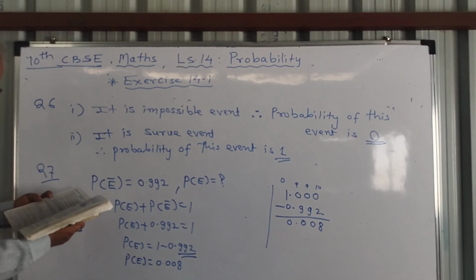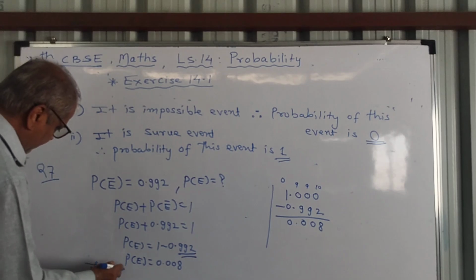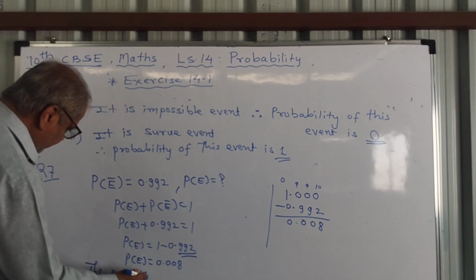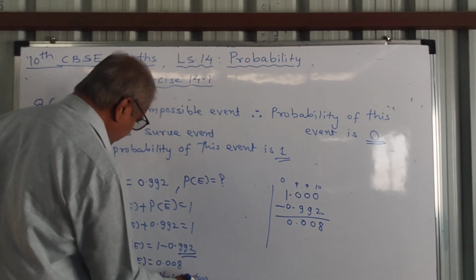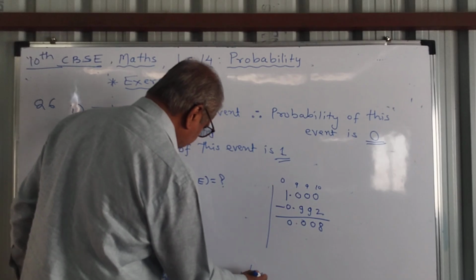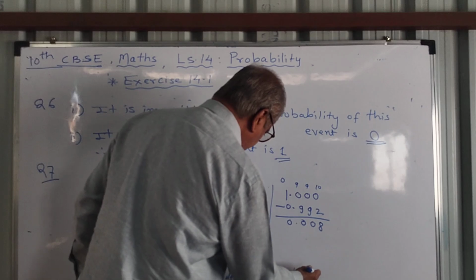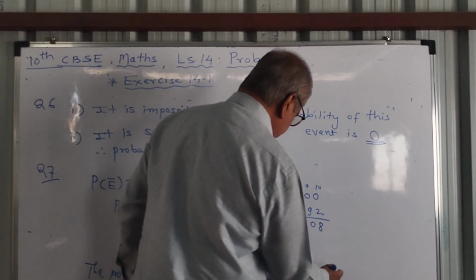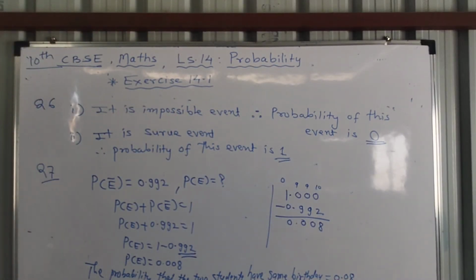What is the final answer? The probability that the two students have the same birthday is equal to 0.008. So all these questions are mainly for 1 mark, or sometimes such questions may also ask for 2 marks.